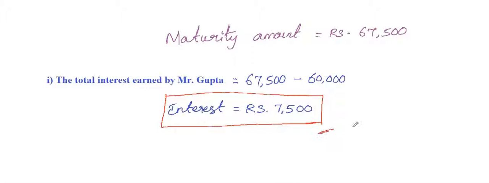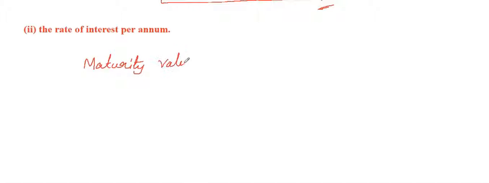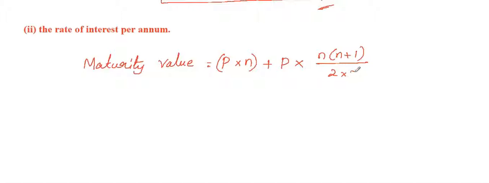Now find the interest rate per annum. So for the maturity value, we have to use the maturity value formula, which is P into N plus P into N into N plus 1 divided by 2 into 12 into the rate.